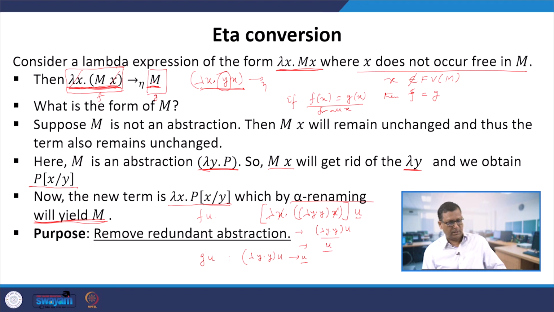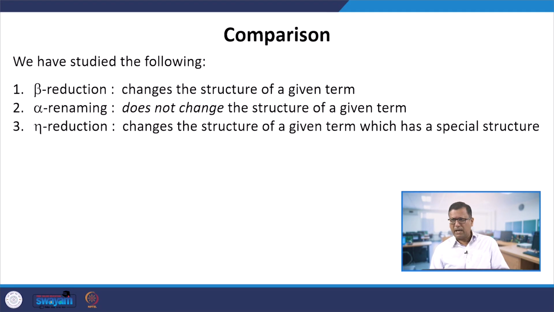So remove the abstract, redundant abstraction. Now that we have studied these three techniques, beta reduction, alpha renaming, eta reduction, you might think: why are there so many things like that? Is there anything else? No, there is nothing more. We have only these three. So let us revisit these things.